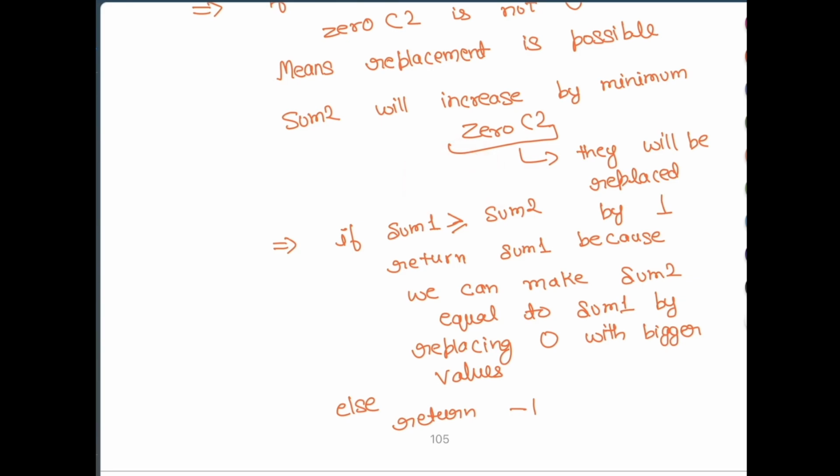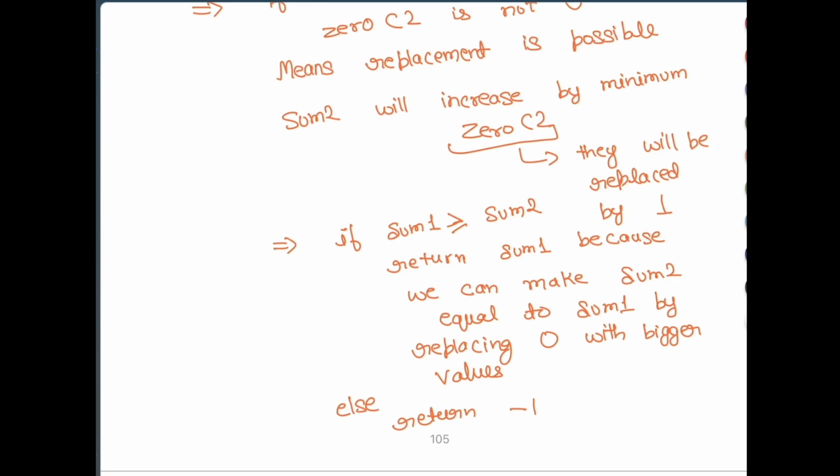And now why are we returning sum 1? That's because sum 1 is fixed. We need to focus on making our sum 2 equal to sum 1. And that's why if sum 2 is less, we will return the sum 1 because we will be able to make sum 2 equal to sum 1. Now let us understand this formula with another example.